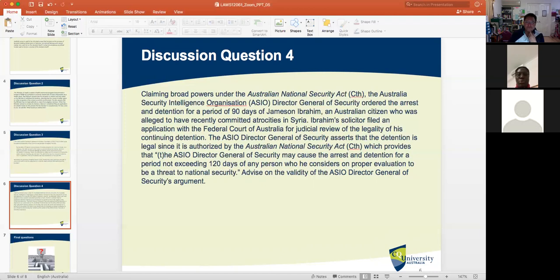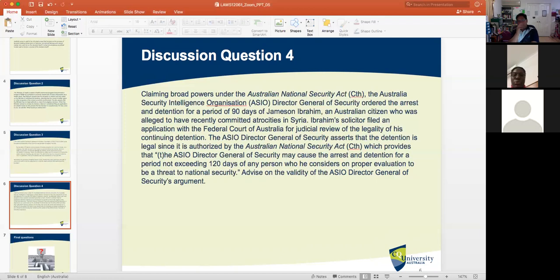I thought it's authorised by the Act because they can detain for up to 120 days and they've only detained for 90 days. So, yeah, they have authority under that Act.